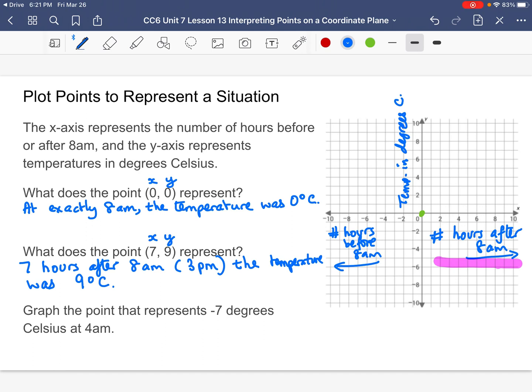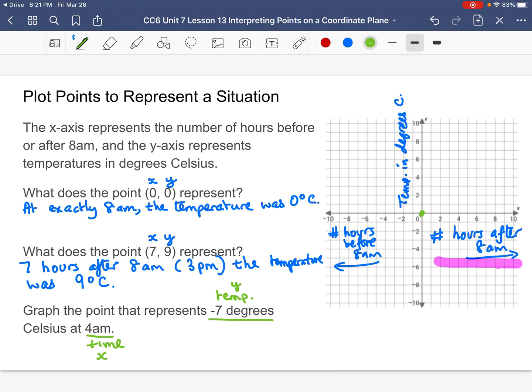And we're asked to graph the point that represents negative 7 degrees Celsius at 4 a.m. So I have to be really careful and decide which of these is represented by the x-coordinate and which is represented by the y-coordinate. So 4 a.m. is time, and so that is, if I look back at my graph, the x-coordinate. And negative 7 degrees is temperature, and that is represented by the y-coordinate.